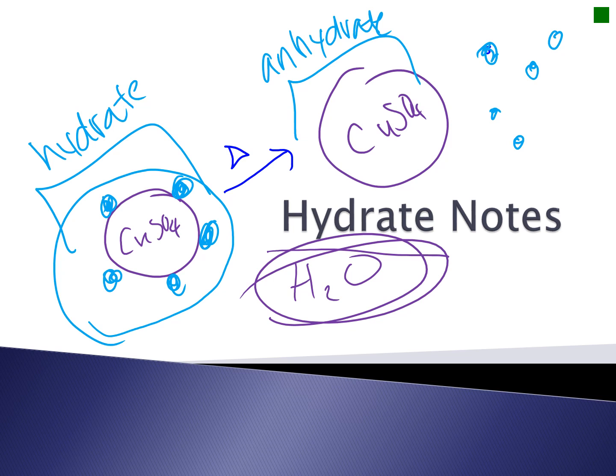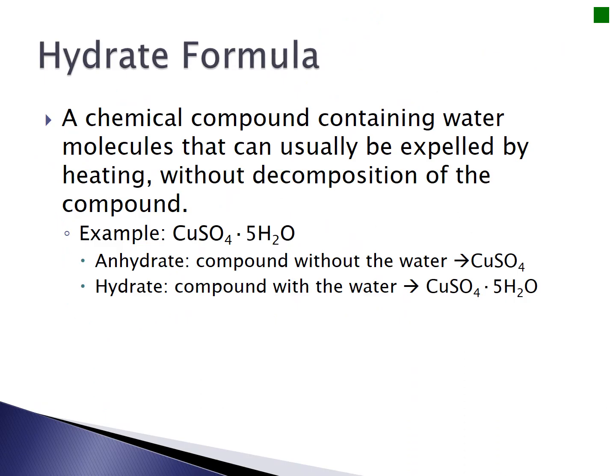Now, if I wanted to hydrate again, all I'd have to do is add a little bit of H2O, and then these molecules would instantly attach themselves naturally. So a hydrate is a chemical compound that contains water that can be expelled by heating. Typically you just put it under a Bunsen burner and it'll heat off, and you don't decompose the compound. So it's not like we're breaking copper 2 sulfate into copper and sulfur and oxygen. All we're doing, as I demonstrated before, is taking off those water molecules.